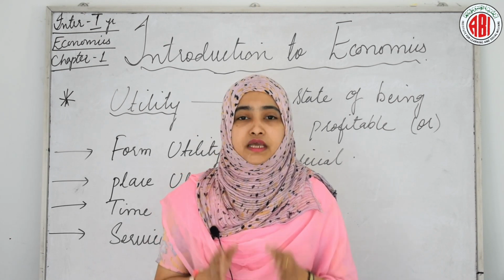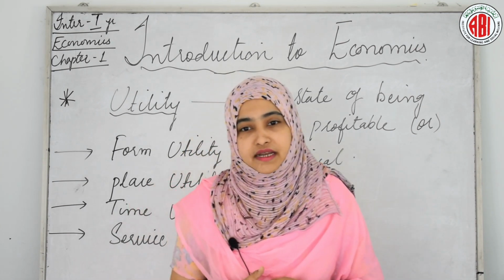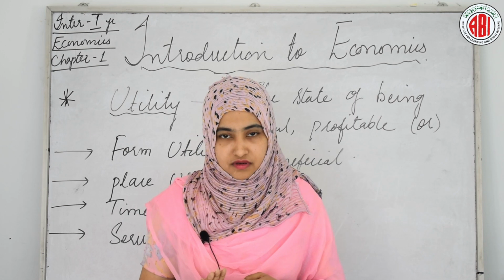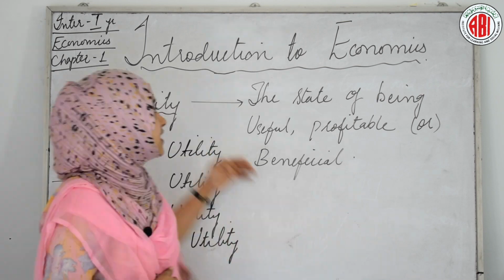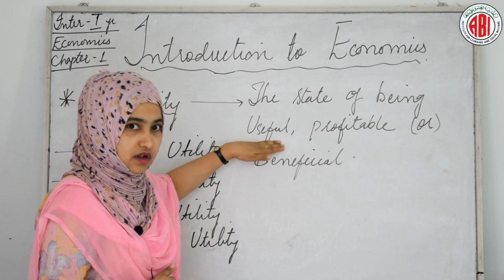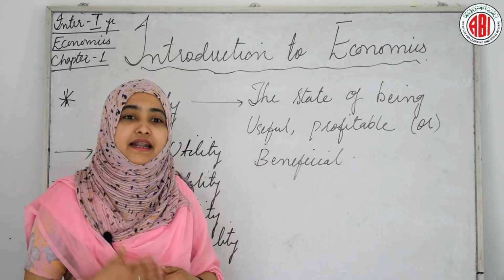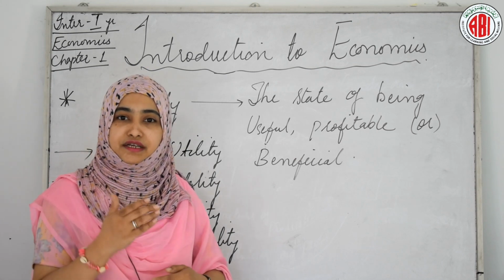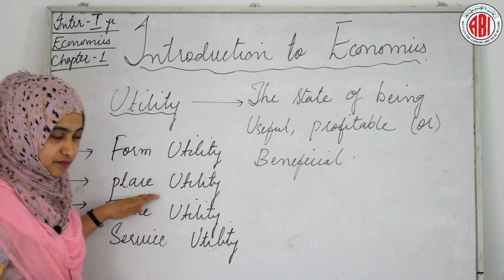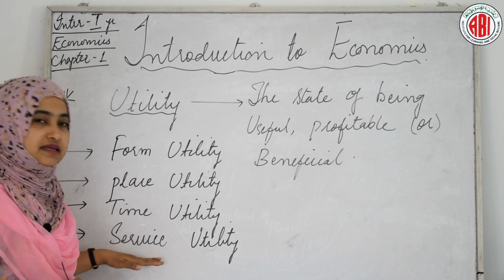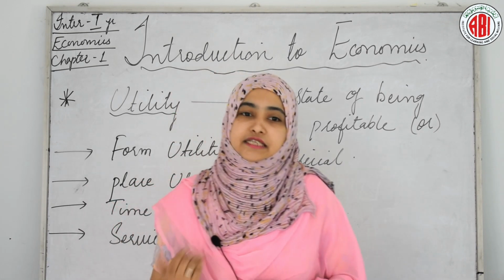Utility and usefulness are not the same. The consumption of wine is harmful for health. It is not useful, we know that, but it has utility. Here utility means the state of being useful, profitable or beneficial. In the utility concept, there are four types of utility: form utility, place utility, time utility and service utility. Now we will discuss all these four types in detail.